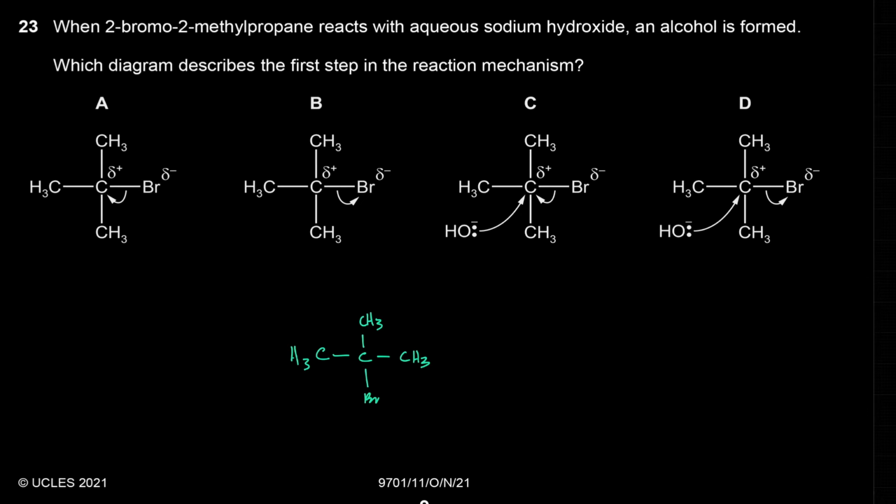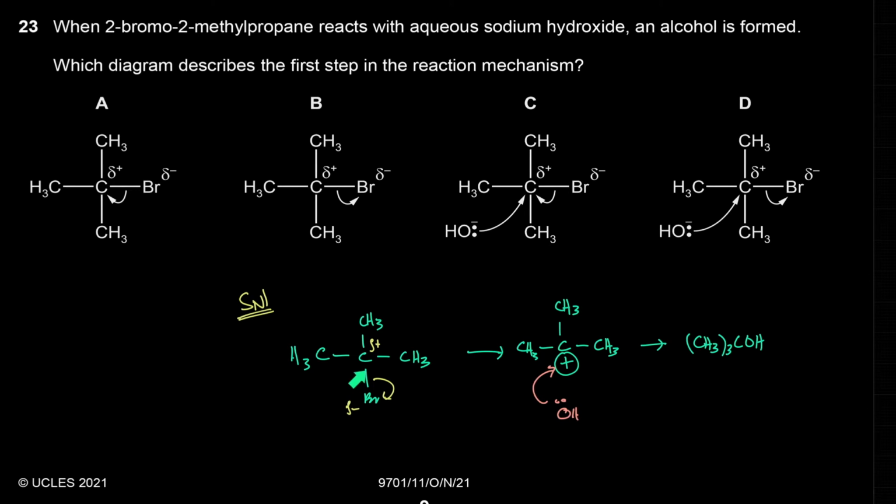For a tertiary halogenoalkane, you're going to have the SN1 mechanism. That's a 2-step mechanism. So in the first step, you just have heterolytic fission. And in the second step, after the first step, you form a carbocation intermediate, right? And then in the second step, the hydroxide attacks the carbocation to form the final product. Okay, so in the first step, what do we have? We just have heterolytic fission taking place.